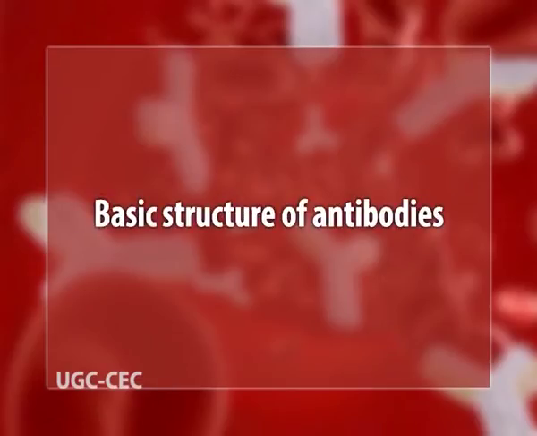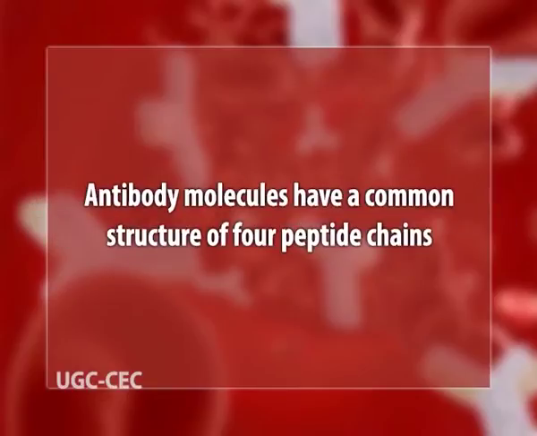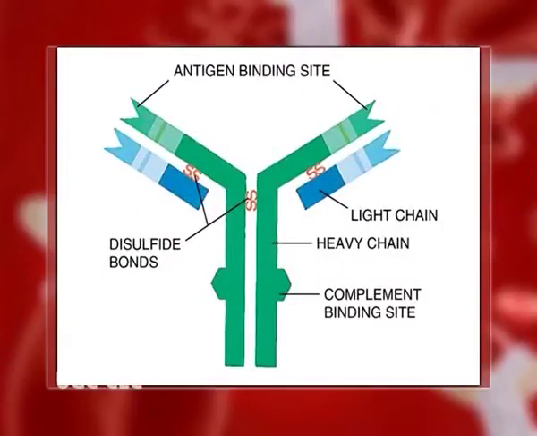All antibodies share structural features, bind to antigen and participate in a limited number of effector functions. Now let's discuss the basic structure of antibodies. Antibody molecules have a common structure of 4 peptide chains. This structure consists of 2 identical light chains or L chains, polypeptides of about 25,000 molecular weight, and 2 identical heavy chains or H chains, larger polypeptides of molecular weight 50,000 or more. Like the antibody molecules they constitute, H and L chains are also called immunoglobulins.